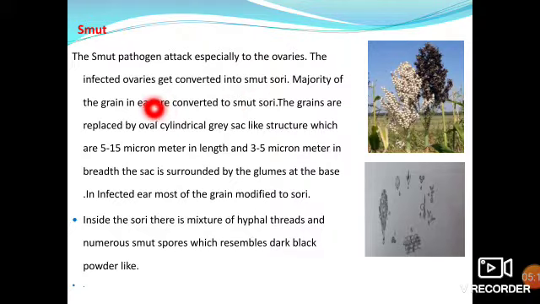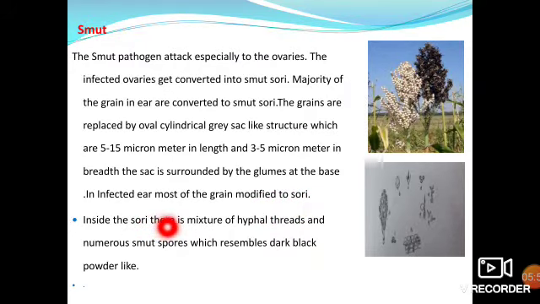The infected ovaries get converted into smut sori. The majority of the grains here are converted into smut sori. These grains are replaced by oval cylindrical grain-like sac structures, which are 5 to 15 micrometer in length and 3 to 5 micrometer in width. The sac is surrounded by glume at the base. In the infected ear, most of the grains are modified to sori.